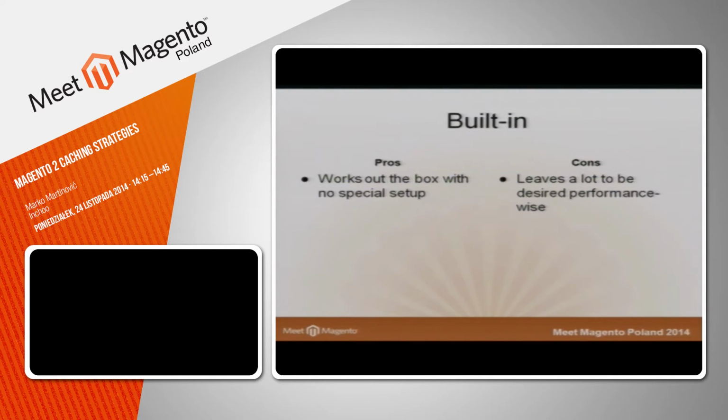Let's look at the pros and cons. The fact that the built-in caching strategy is the default and that it works out of the box with no special setup is definitely a good pro. On the other hand, the built-in caching strategy leaves a lot to be desired when it comes to performance. Why is that? It's because when you use it, every request reaches Magento and triggers partial initialization of Magento in order to possibly extract data from full page cache storage. And this takes both time and server resources. That's why the performance of the built-in caching strategy is okay, but it could be better.